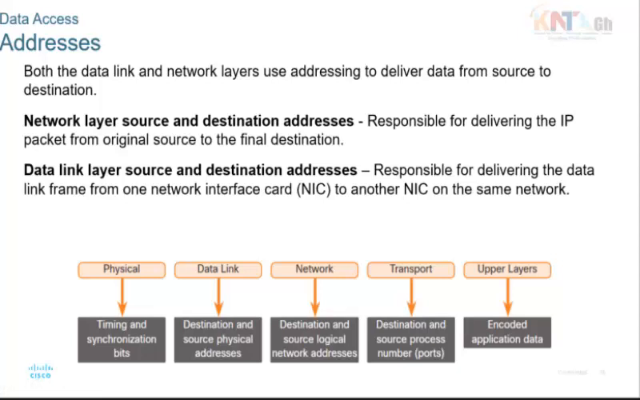These are information that is important for the transport layer to transport, and therefore these destination and source logical addresses, which are the IP addresses, are added. Then it moves to the next layer, which is the transport layer, and we call it a segment. Here the destination and source process numbers are added for transport. When it moves to the upper layers, which are layers 5, 6, and 7, there is encoded application data.